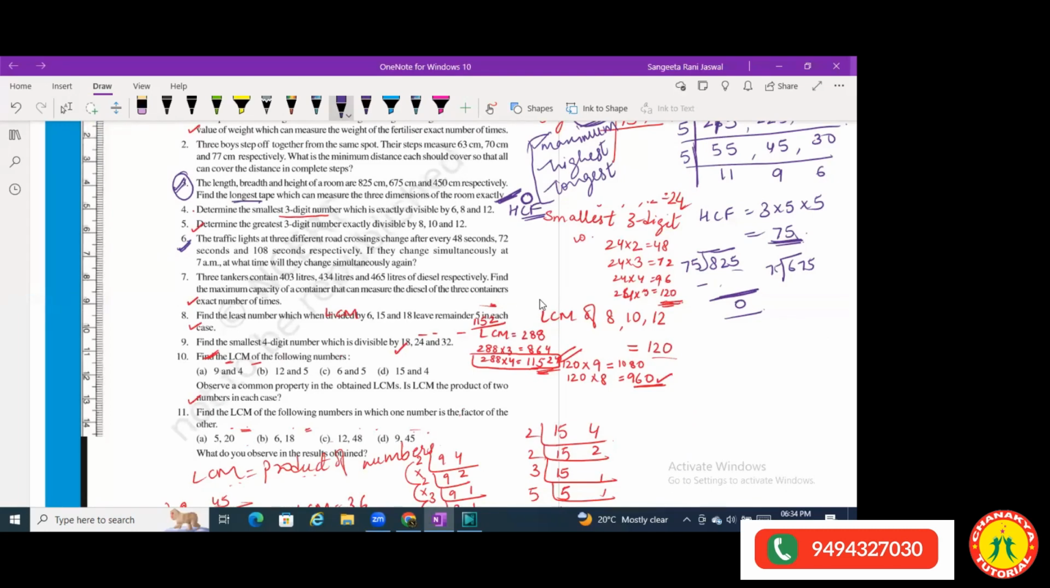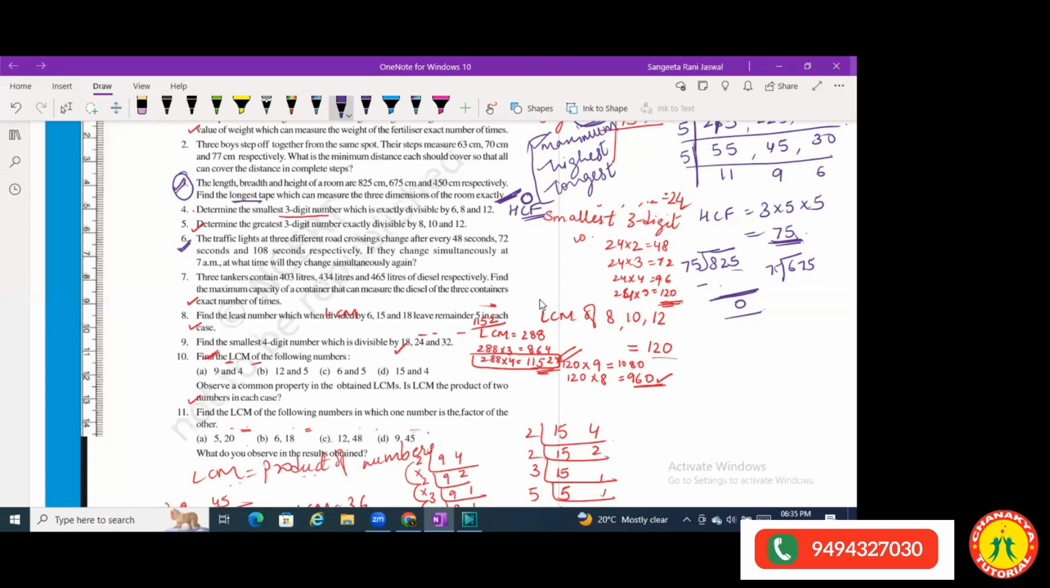Rishit, please read this question number 6. The traffic lights at 3 different road crossings change after every 48 seconds, 72 seconds, and 108 seconds respectively. If they change simultaneously at 7 a.m., at what time will they change simultaneously again? So what do you understand in this question?